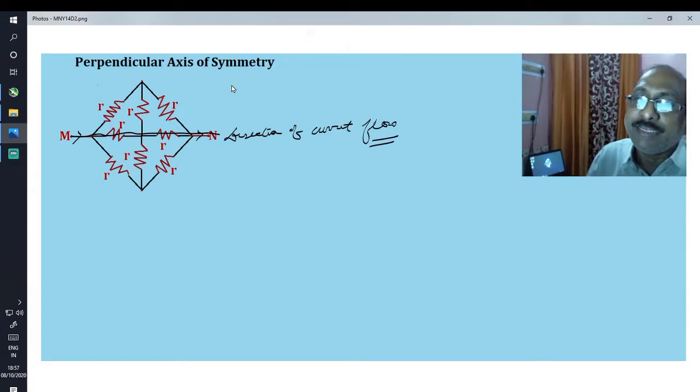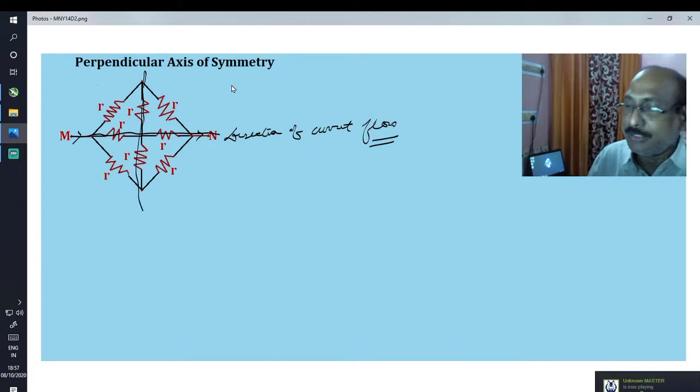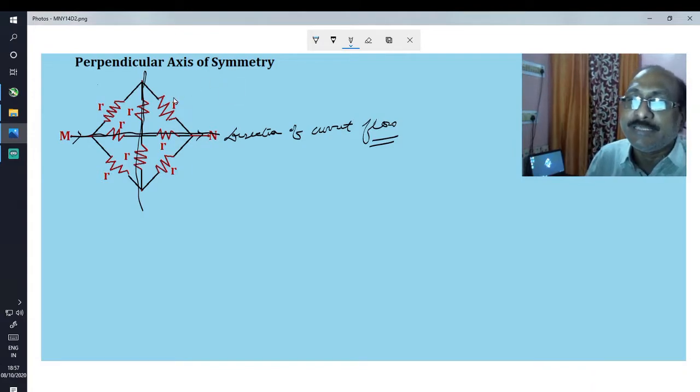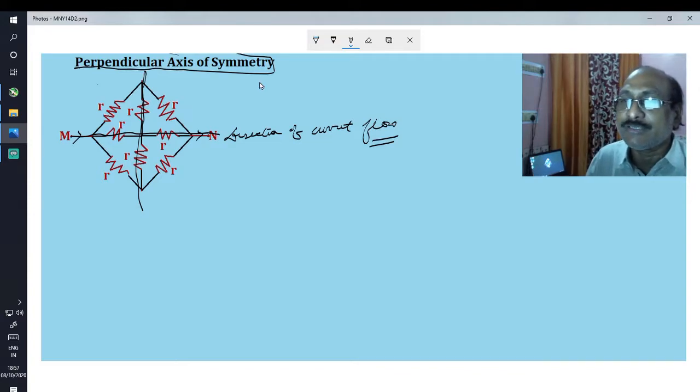Now draw a perpendicular to the direction of the flowing of the current. This one, this is the perpendicular. And this perpendicular is drawn in such a way that it is bisecting the total network. So we can say it is a perpendicular bisector, and this perpendicular bisector is termed as the perpendicular axis of symmetry.